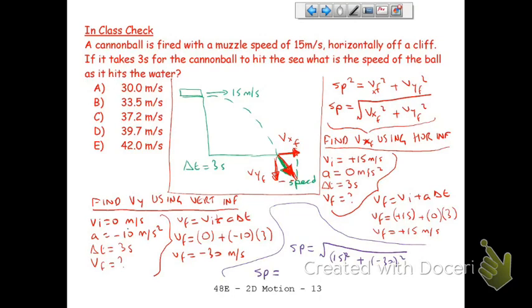The speed is equal to, did I bring one? Yeah, I'm a physics person. 15 squared, enter 225, 900, 1125, I think. And I'm getting 33.54.